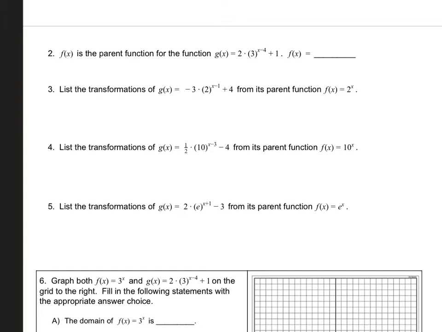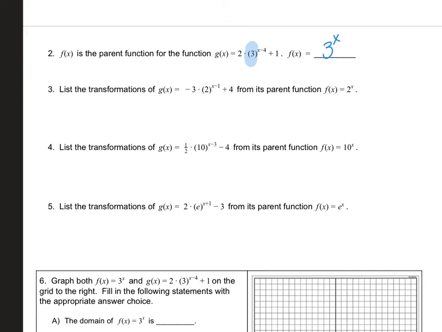Next thing we're going to look at, number 2, is we're going to start introducing our transformations. Question 2 says, f of x is the parent function of g of x. What is f of x? Well, this is a real easy one. The parent function is always going to be determined based on what the exponent is attached to. So since this is attached to a 3, it comes from the parent function, the triple family. So the parent function is going to be 3 to the x power. Nothing else matters on this.